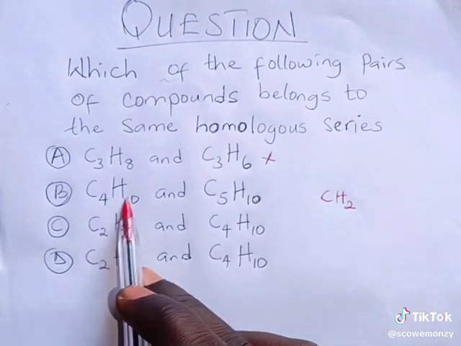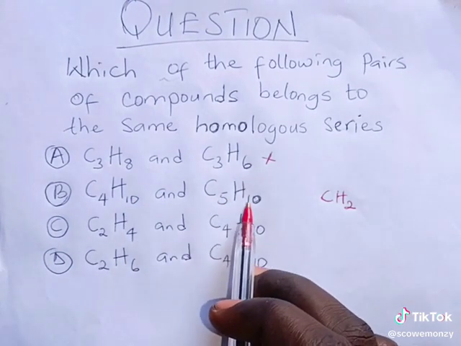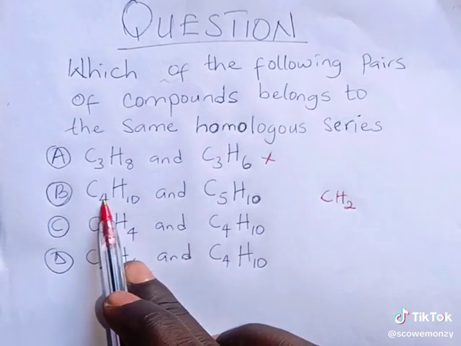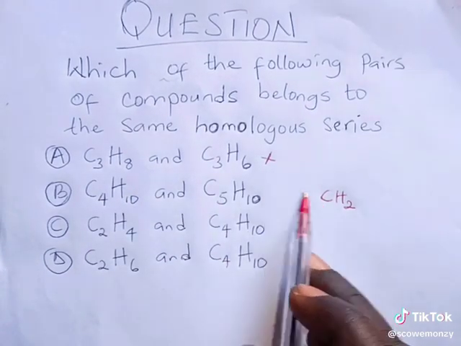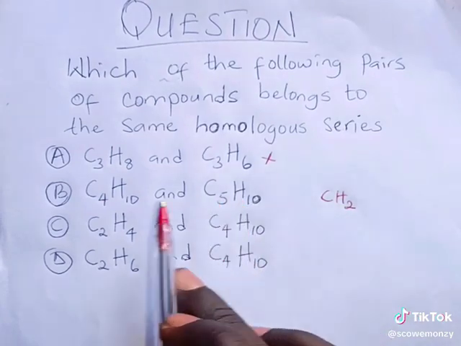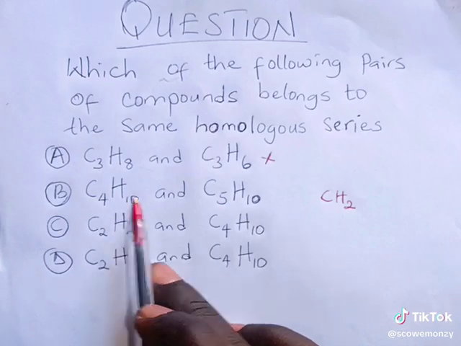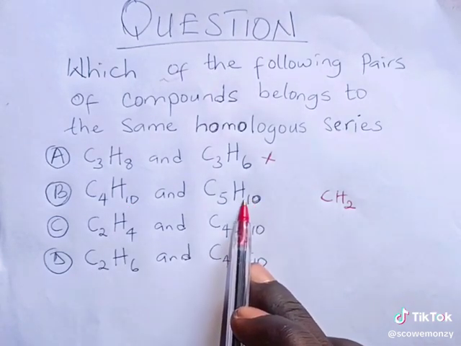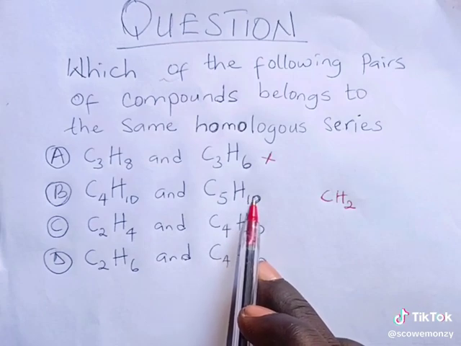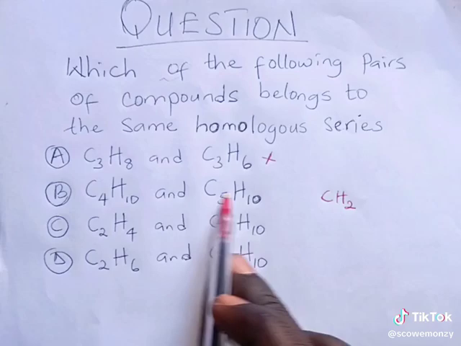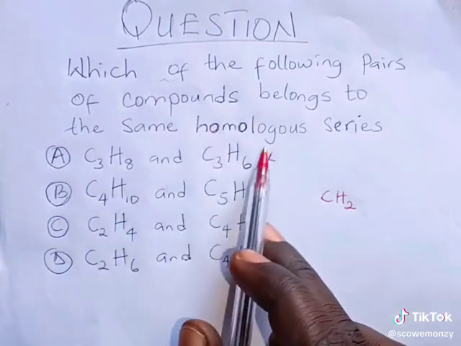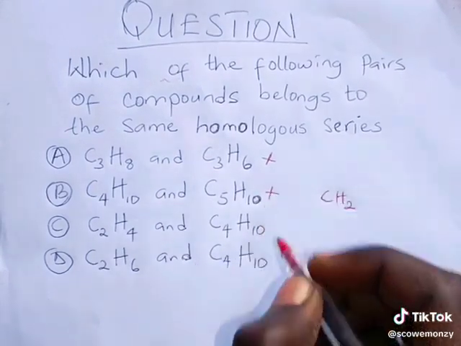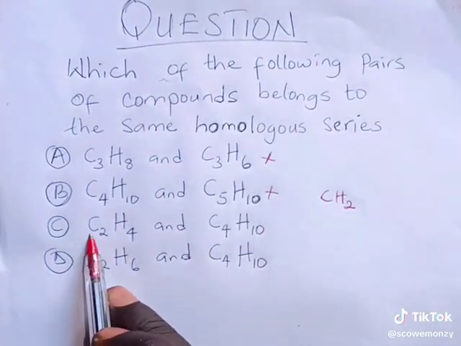So we have this C4H10 and C5H10. While this has 1 carbon atom more than this, that's the C, but the H2 is not adding up because we have 10 hydrogen atoms here, but we also have 10 hydrogen atoms here instead of 12. So if we had 12 hydrogen atoms here, then this pair would be members of the same homologous series. But as it is now, they are not in the same homologous series. So we go to the next option.